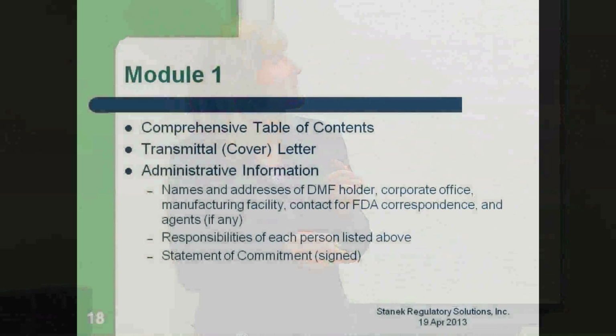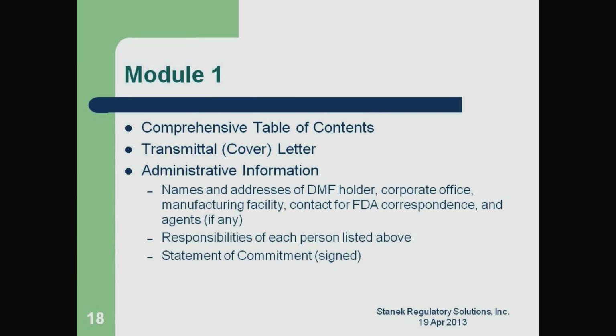So then Module 1, obviously, for a complete submission, a complete NDA or ANDA, the Module 1 is more comprehensive than in a DMF. So over the years working with Regis included in doing these DMFs, we've kind of teased out what sections we really need to submit for a DMF. So obviously a comprehensive table of contents. They like to call their cover letter a transmittal letter. I'm not sure why.